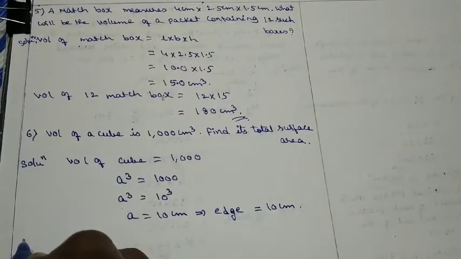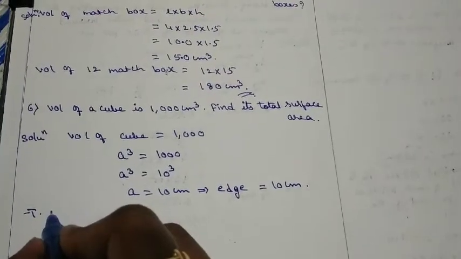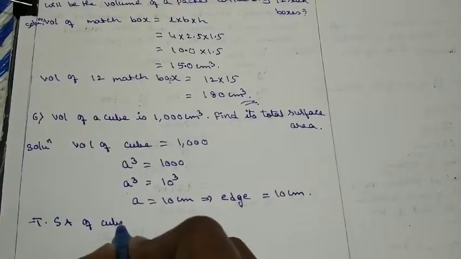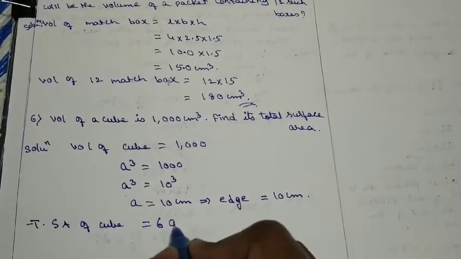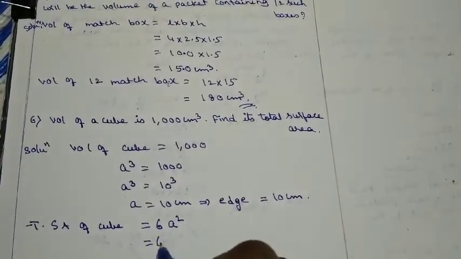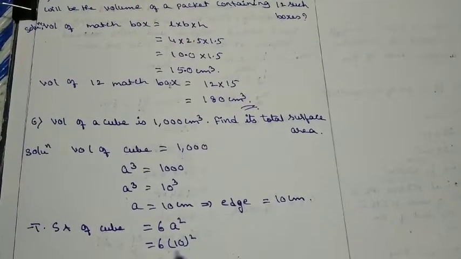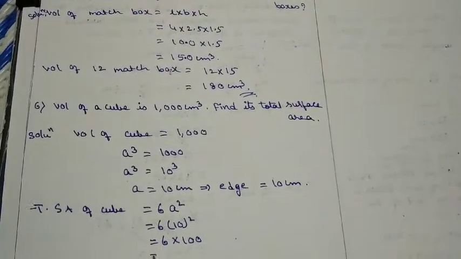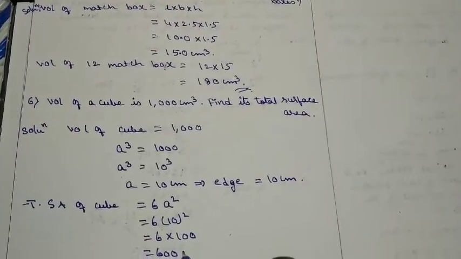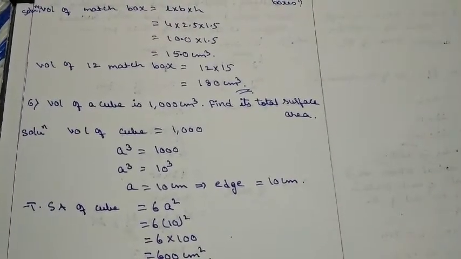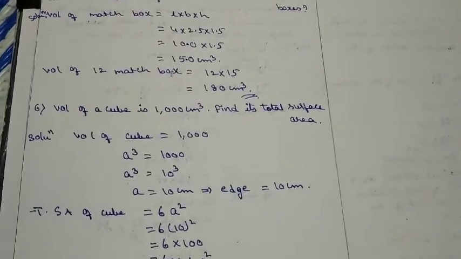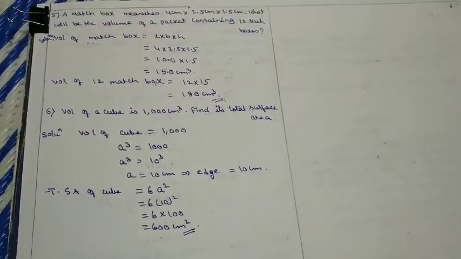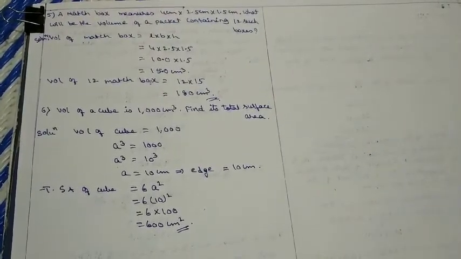Now you find the TSA. TSA of a cube equals 6a², then 6 × 10². We know that 10² is nothing but 100, so it equals 600. Since we are finding the area, the unit will be cm². This is how we solve the sixth question. Now we will move to the seventh question.